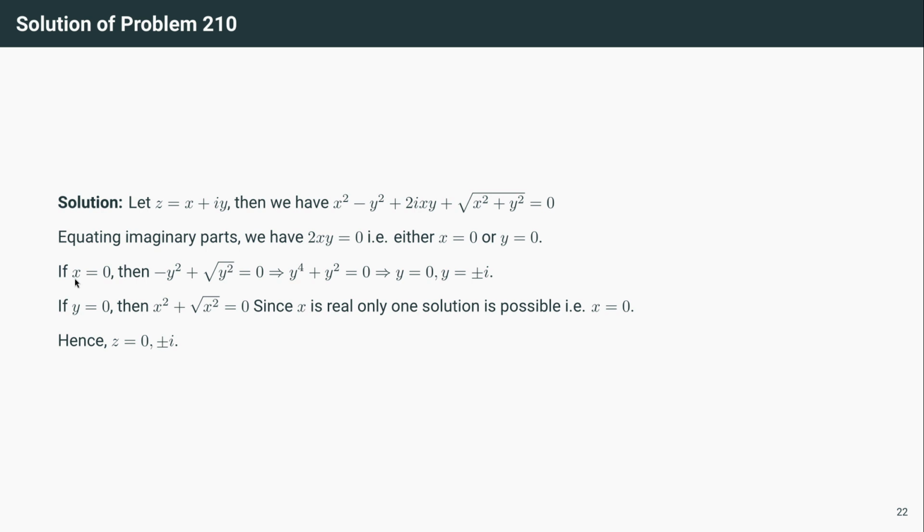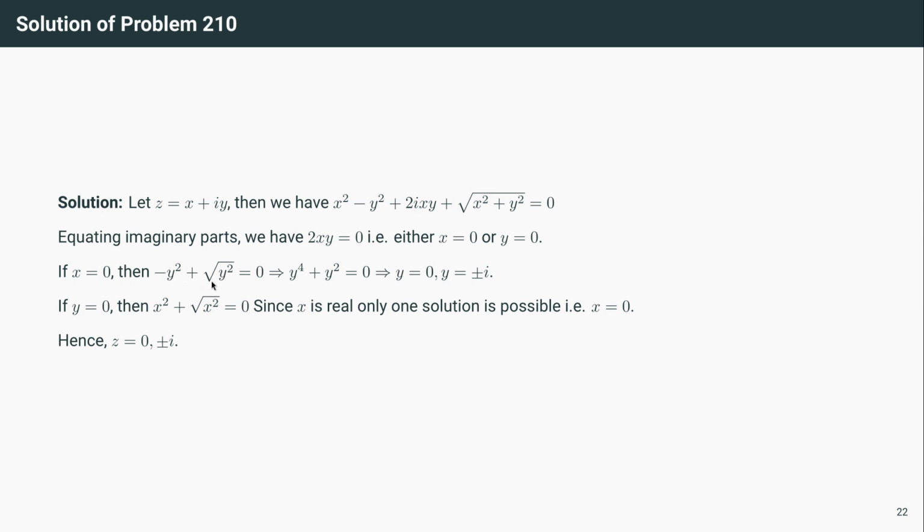So we take x is equal to 0. Then the real part becomes minus y squared plus square root of y squared. That essentially means y to the power 4 plus y squared is equal to 0. That implies y is equal to 0 or y is equal to plus minus i. You can substitute these values in here to verify. If you put y is equal to 0, it becomes 0. You take plus i, so this becomes plus 1 and this becomes minus 1.